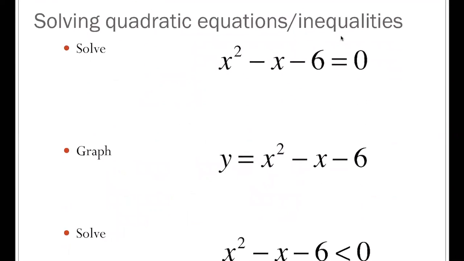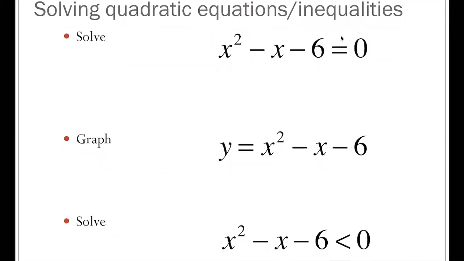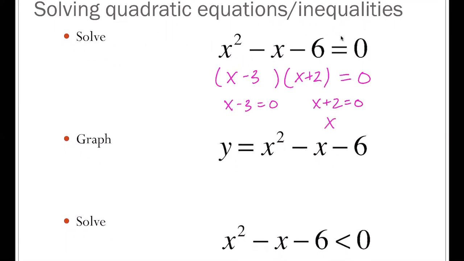Now, when you are asked to solve quadratic equations, this is what we've done before. So we solve by factoring or quadratic formula or completing the square. So we're going to use this to help us solve quadratic inequalities. So if we solve this quadratic equation, we can factor it. It would be x minus 3 and x plus 2. So if we solve that, we set each piece equal to 0. So we get x equals a negative 2 and x equals 3.